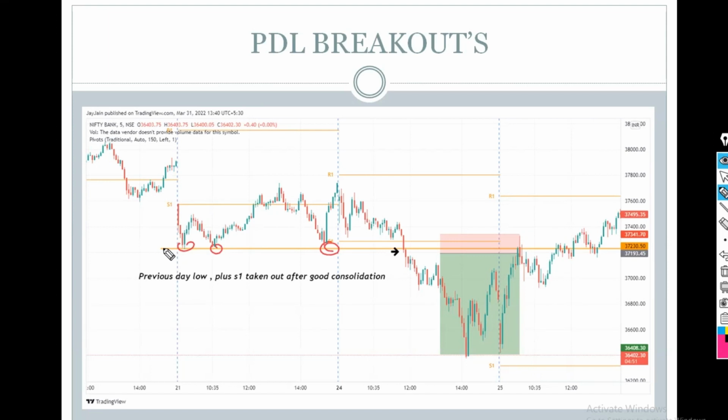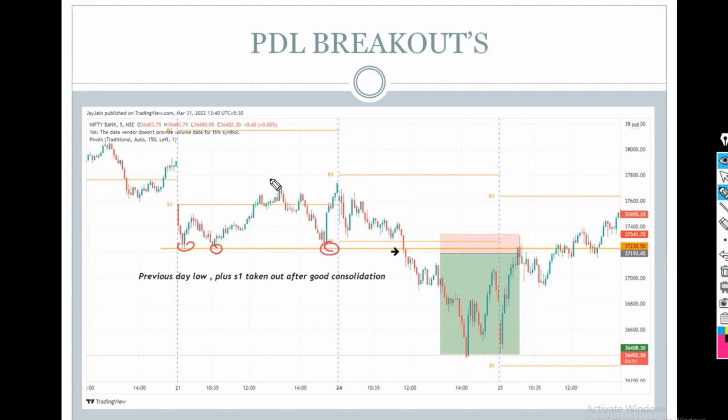This particular line which I've drawn is the previous day low, correct? And over here, what you see is the S1. On the previous day, if you see, the low was tested once, twice, and thrice. So obviously the previous day low has been exhausted, which means buyers over here are very, very tired.